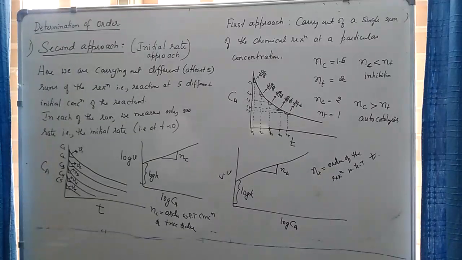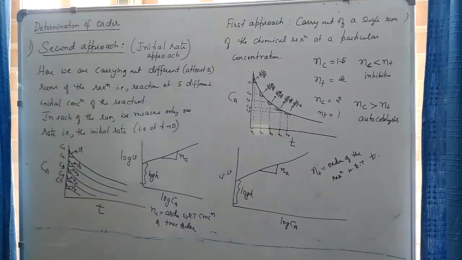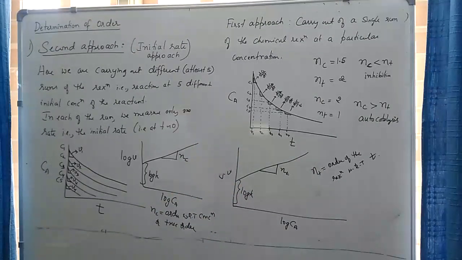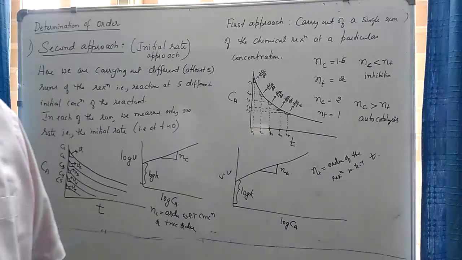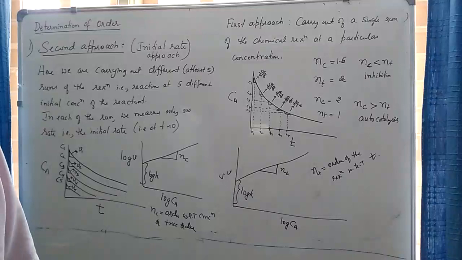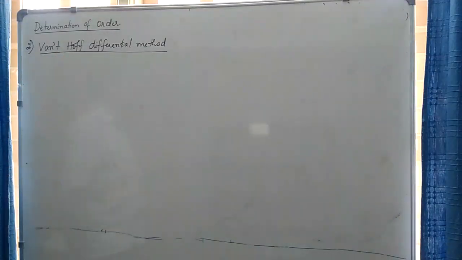A slight modification and a simplified version of this method is the second method, called the van't Hoff differential method. Here we have used a series of graphs for finding out the order. In the van't Hoff differential method, we are not using any sort of graph; it is a purely mathematical or numerical approach. So now let us study the second method for determination of the order, that is the van't Hoff differential method.